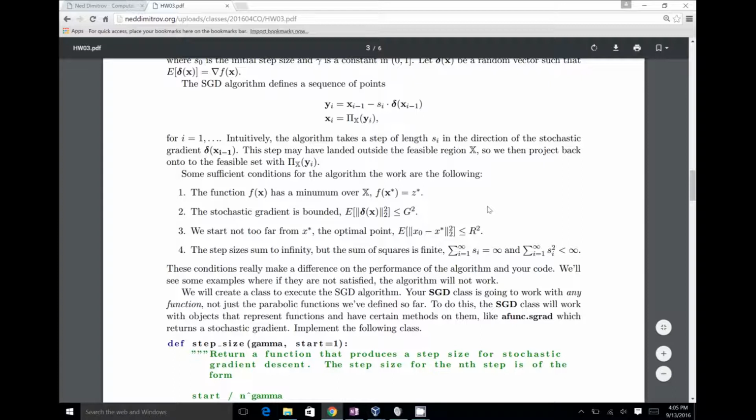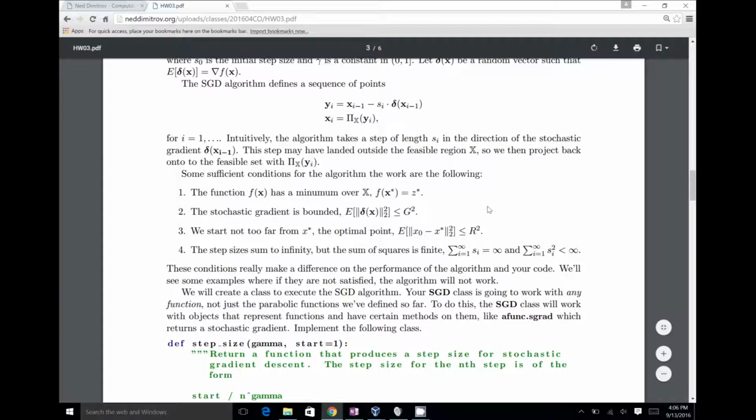First, the function actually has to have a minimum, okay? So if it doesn't have a minimum, for example, if it's a line and it's unconstrained, the algorithm's going to go on forever. You're never going to find a minimum, right? So we're assuming the function's convex and has a minimum. The second one is that the stochastic gradient is bounded. So that random variable, I have to know some bound on its magnitude, okay?